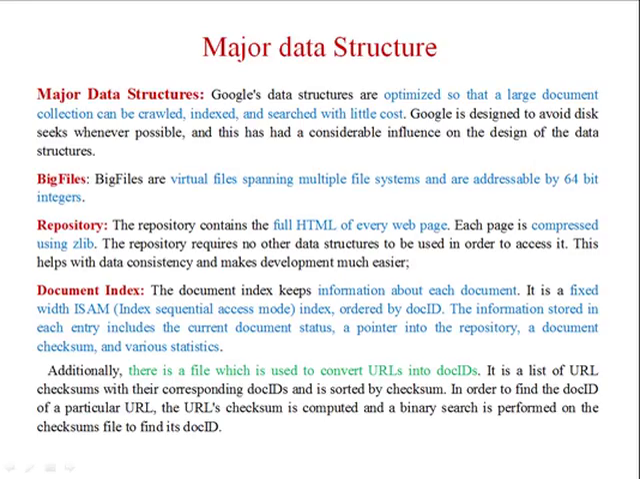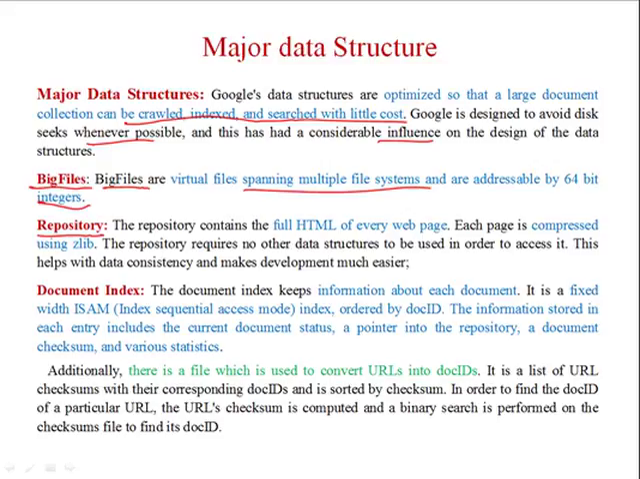Major data structures: Google data structures are optimized so that a large document collection can be crawled, indexed, and searched with little cost. They are designed to avoid disk seeks whenever possible, and this has had a considerable influence in the design of the data structures. First is big files. Big files are virtual files spanning multiple file systems and are addressable by 64-bit integers.